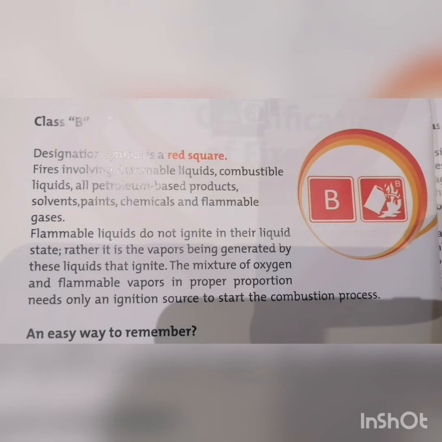So Class B fires are things like petroleum and solvent chemicals. If you put a fire source like a lighter or matches near them, they can catch fire. So these are the Class B type of fire.